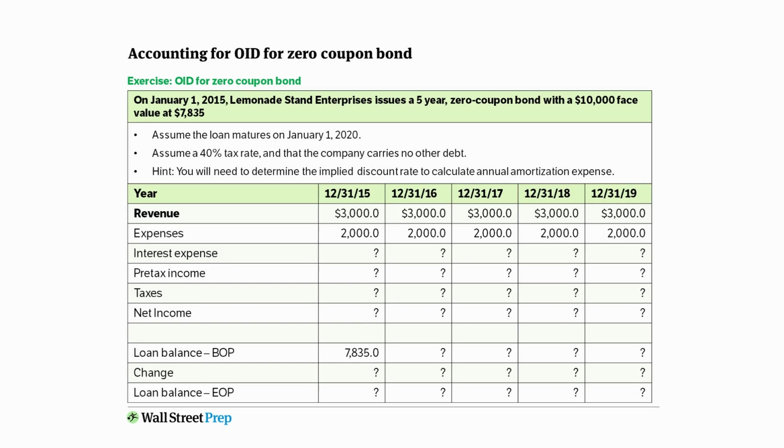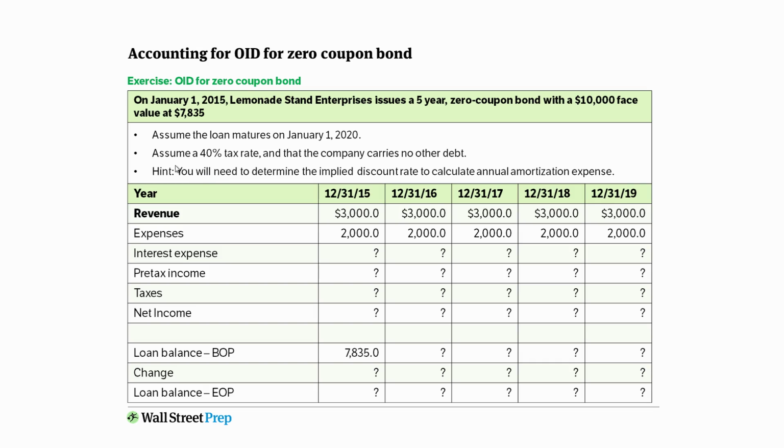Using an Excel file will be easier to do this because there are a lot of calculations. First, assume a 40% tax rate. Assume the loan matures on January 1st, 2020. So, by the final year here, the loan balance will be $10,000 and the next day it'll be fully repaid. So we don't have to worry about the journal entries for repaying the loan. We want it right up to the day prior to the loan maturity.